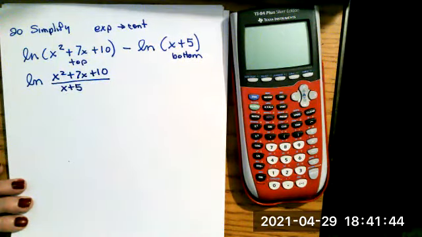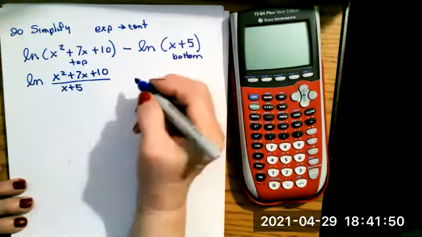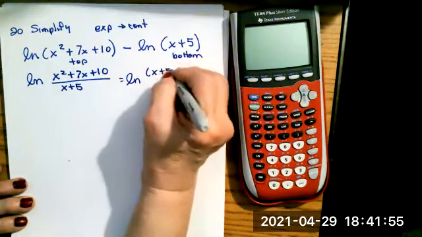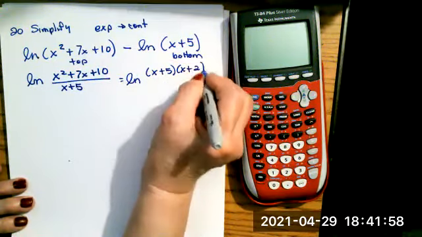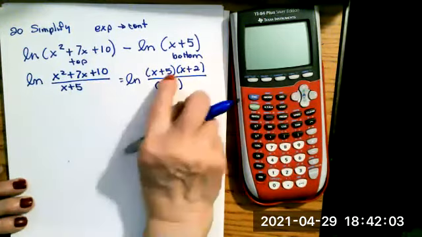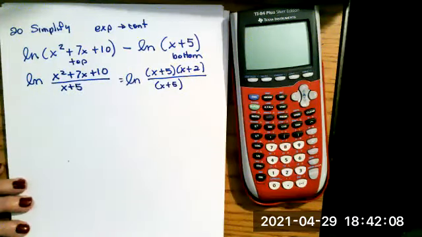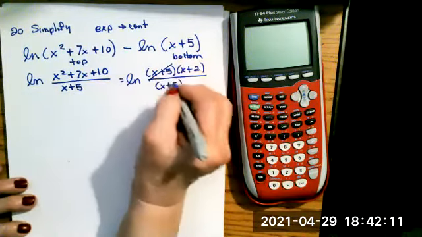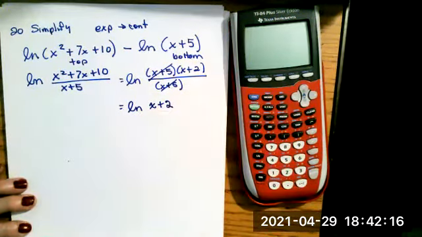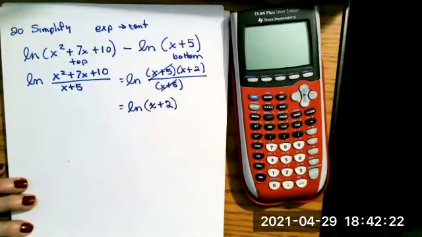And I'm betting that this is going to factor into something that has x plus 5 in it. So that's x plus 5, x plus 2, I believe, over x plus 5. It's the way that factors. Let's see, 5 times 2 is 10. So if I add factors of 10 to get 7, it would be 5 and 2. Then those common ones will cancel. So I just end up with ln of x plus 2. And you can put parentheses around it if you want to.